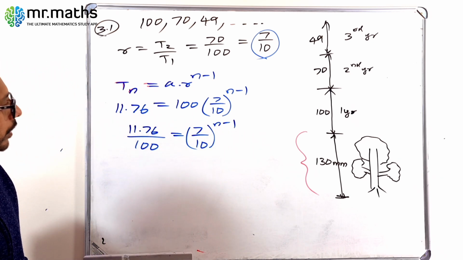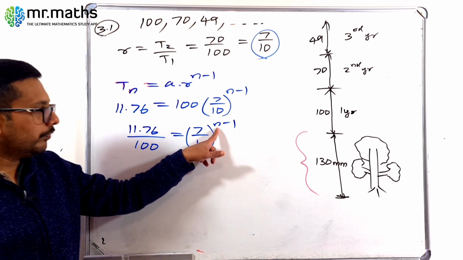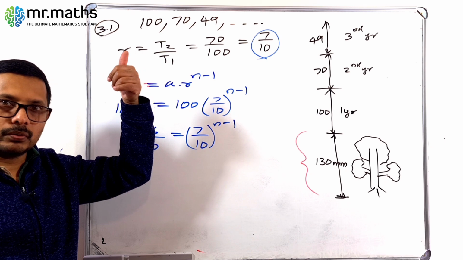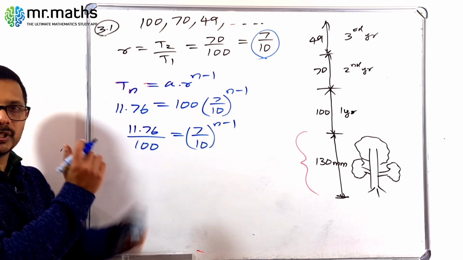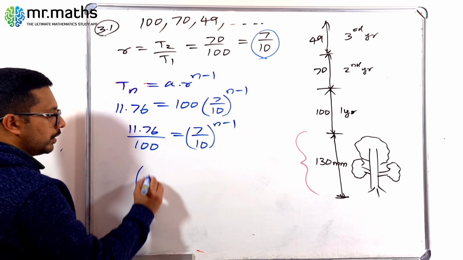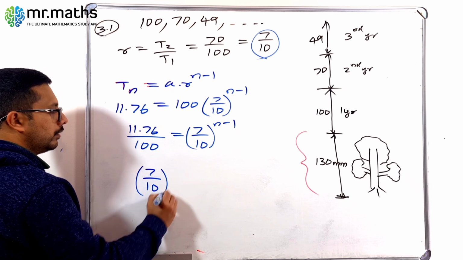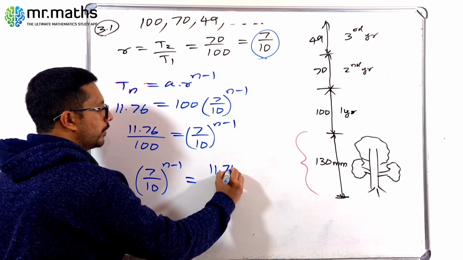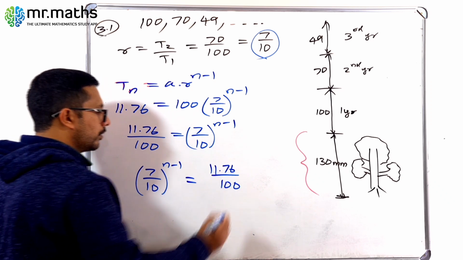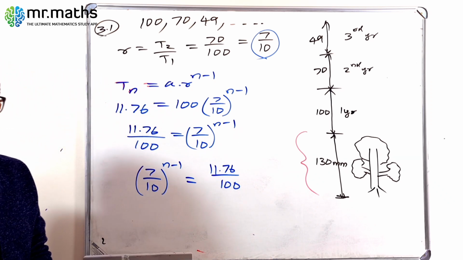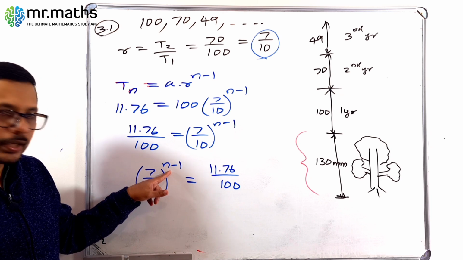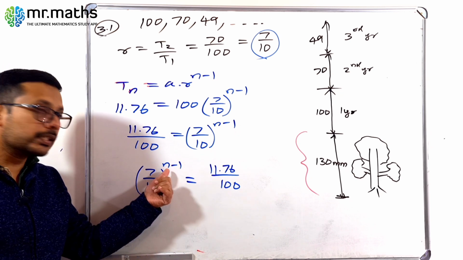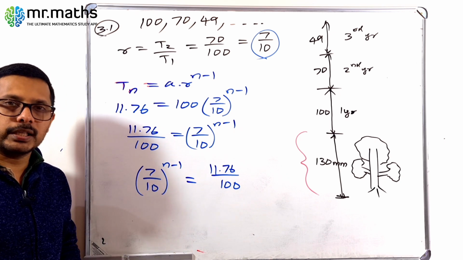Now look at this one. We are supposed to find this n. So n is an exponent now. Let me swap it around. So 7/10 raised to n minus 1 is equal to 11.76 divided by 100. I just swapped it around, that's all. Now you are supposed to find this n. Am I right? So how can you find that n, which is an exponent? So how can you find that exponent?